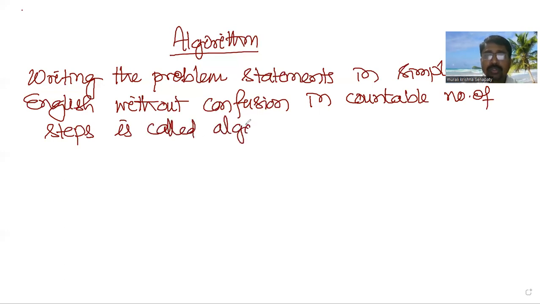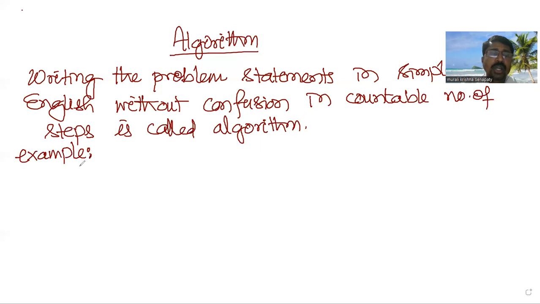Here what we understand is that the number of steps in an algorithm can be countable, meaning it is finite, not infinite. And whenever we write a statement, there should be a clear-cut meaning to it. It should not lead to any confusion. In that manner, if you write, then that list of statements we can call an algorithm. So let us consider an example to make you understand.